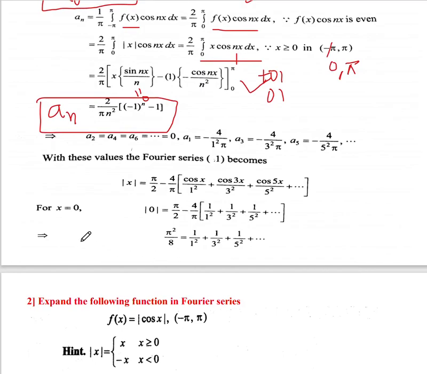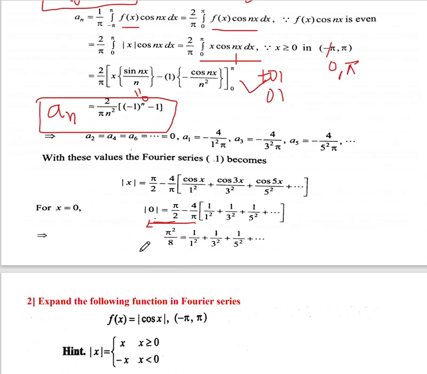Okay, now for x equal to 0, mod 0 equal to pi by 2 minus 4 upon pi, for x equal to 0, so cos 0 means that is 1, 1 upon 1 square plus 1 upon 3 square plus 1 upon 5 square. Okay, now we will take this term, 1 upon 1 square plus 1 upon 3 square plus 1 upon 5 square, as it is, and we will shift the other term to the RHS side, so this will become plus 4 upon pi, and then multiplying pi by 4 on both sides.